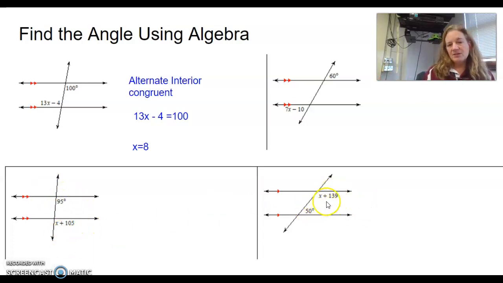What about these two angles, x plus 139 and 50? Are they congruent or do they add up to 180? And if so, then you write your formula, right? Do you set them equal to each other or do you add them together to equal 180? Those are the only two options. You have two options, that's it. So all you need to do is figure it out, okay? Fill in your answers and then move on.